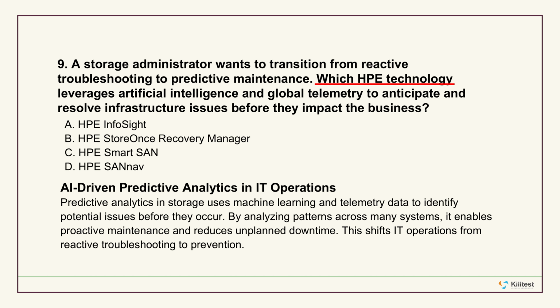The correct answer here is A, HPE InfoSight. The other options are highly capable technologies, but they serve entirely different, highly specific functions. Like what? Well, StoreOnce is for deduplicated backups, while Smart SAN and SANAV are specifically for zoning and managing Fibre Channel fabrics. InfoSight, however, is the cross-stack AI engine. It ingests millions of sensor data points from storage arrays, hypervisors, and servers globally.